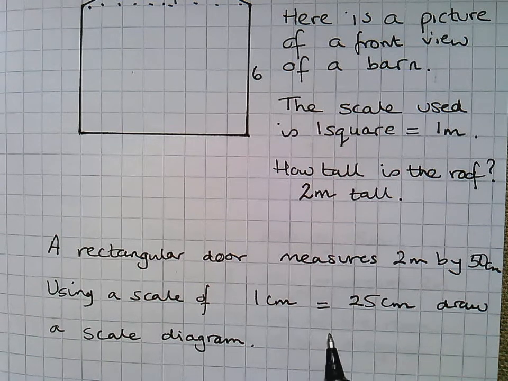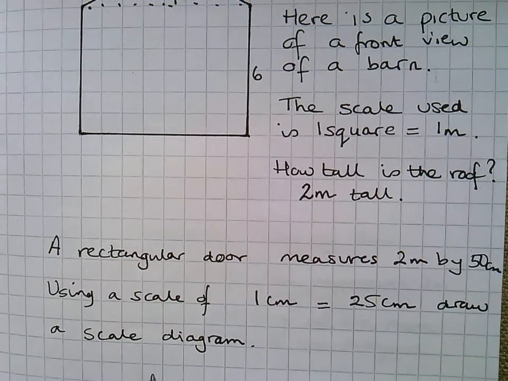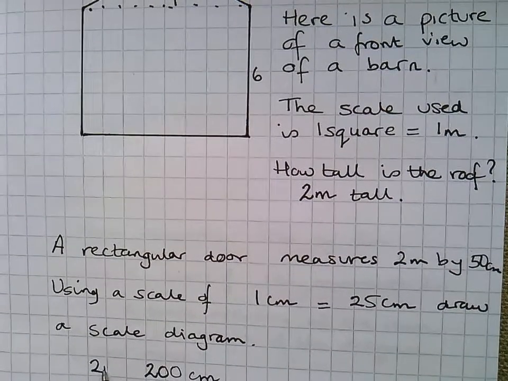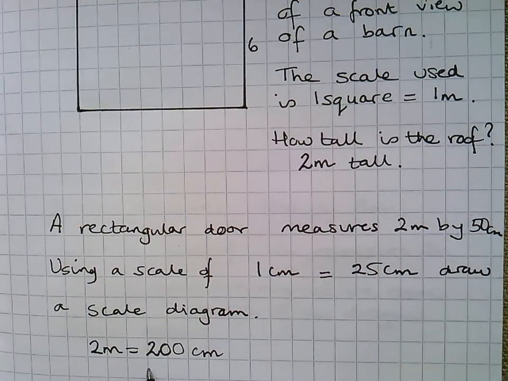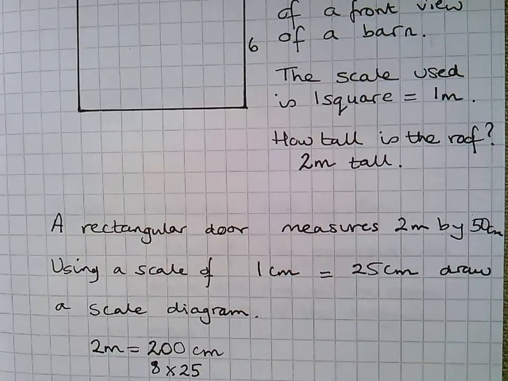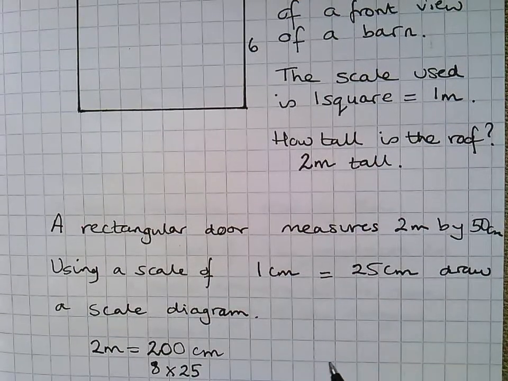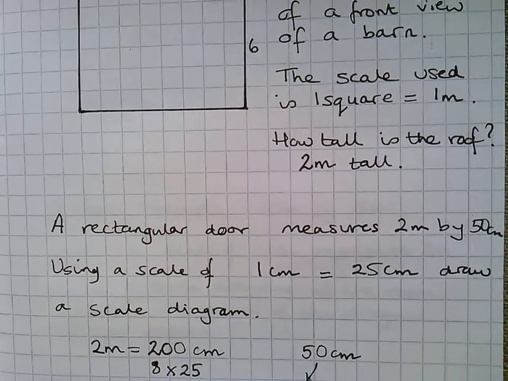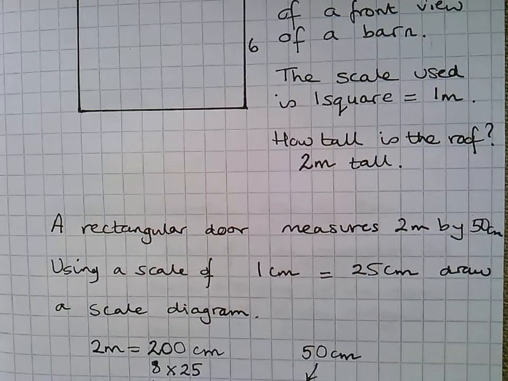So in our scale, we're going to use 1 centimetre is 25 centimetres. So 2 metres is 200 centimetres. And 200 centimetres is 8 multiplied by 25. So in the scale, it's going to be 8 centimetres. And 50 centimetres is 2 lots of 25. So in the scale drawing, that will be 2 centimetres.